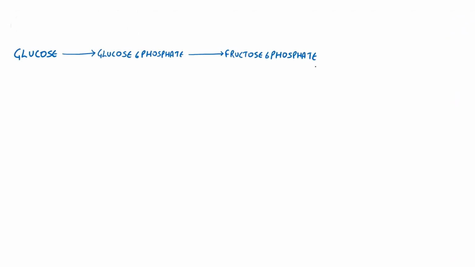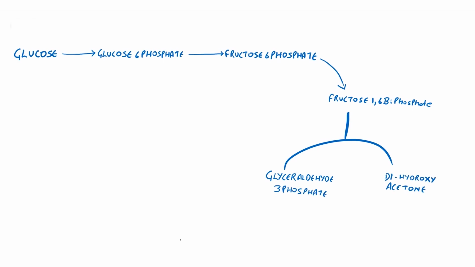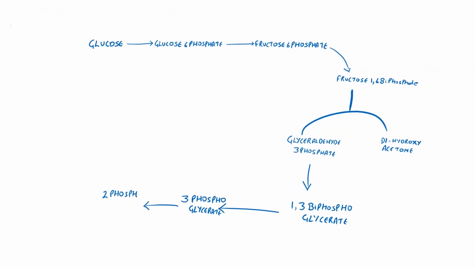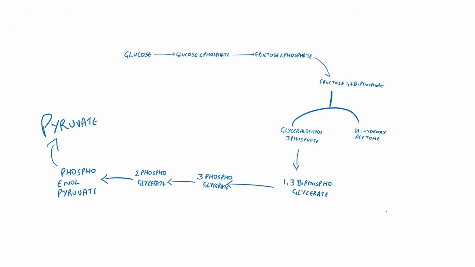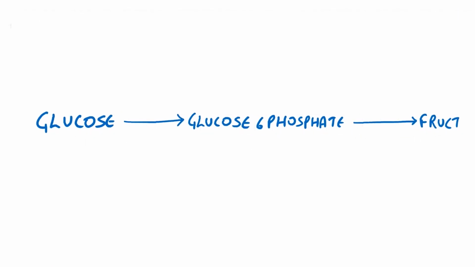So what happens is, glucose undergoes a chain of reactions to get converted into pyruvate or lactate. Now let's see how it actually works.